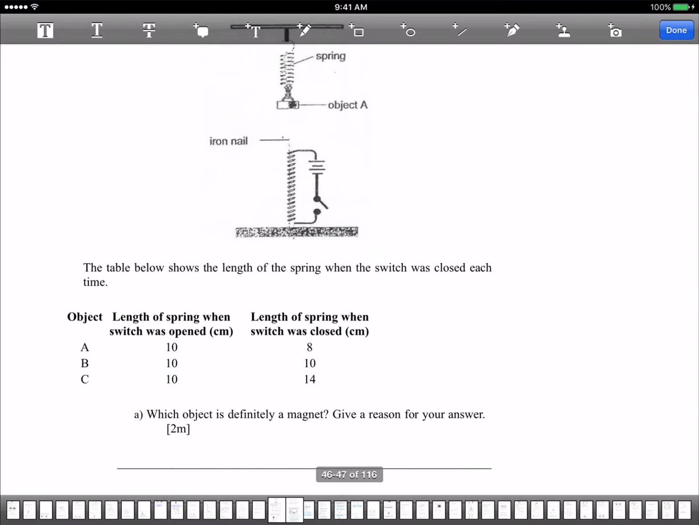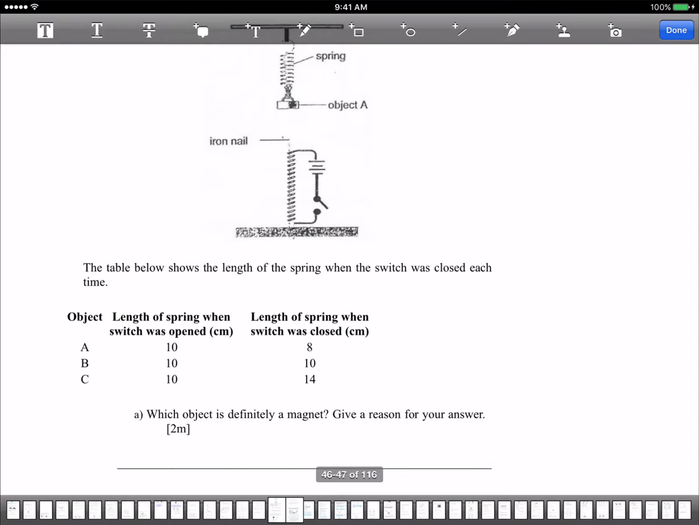Which object is definitely a magnet? Okay, now the answer is A. But why? Now we need to use magnets. So, can I have the rectangular block? Thank you. Okay, now why is it A?